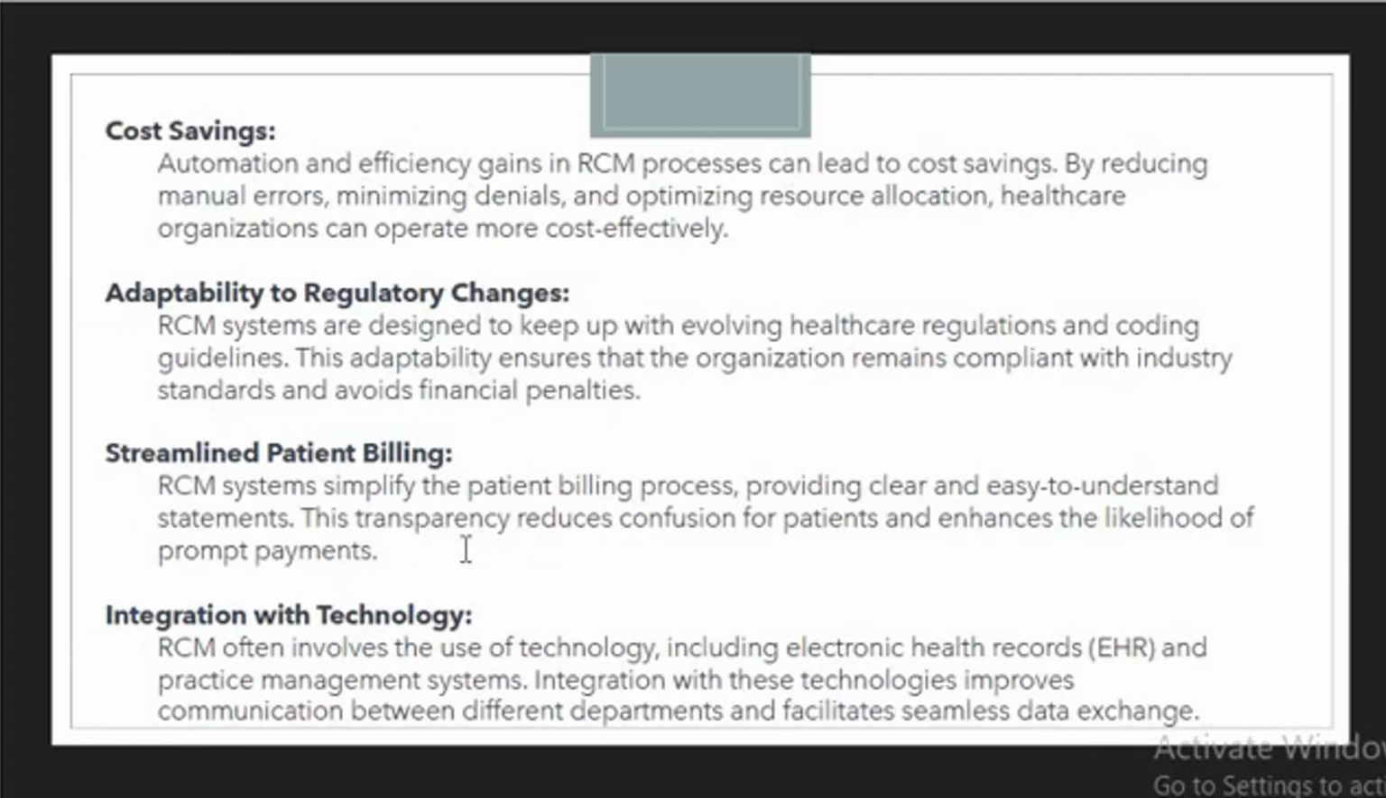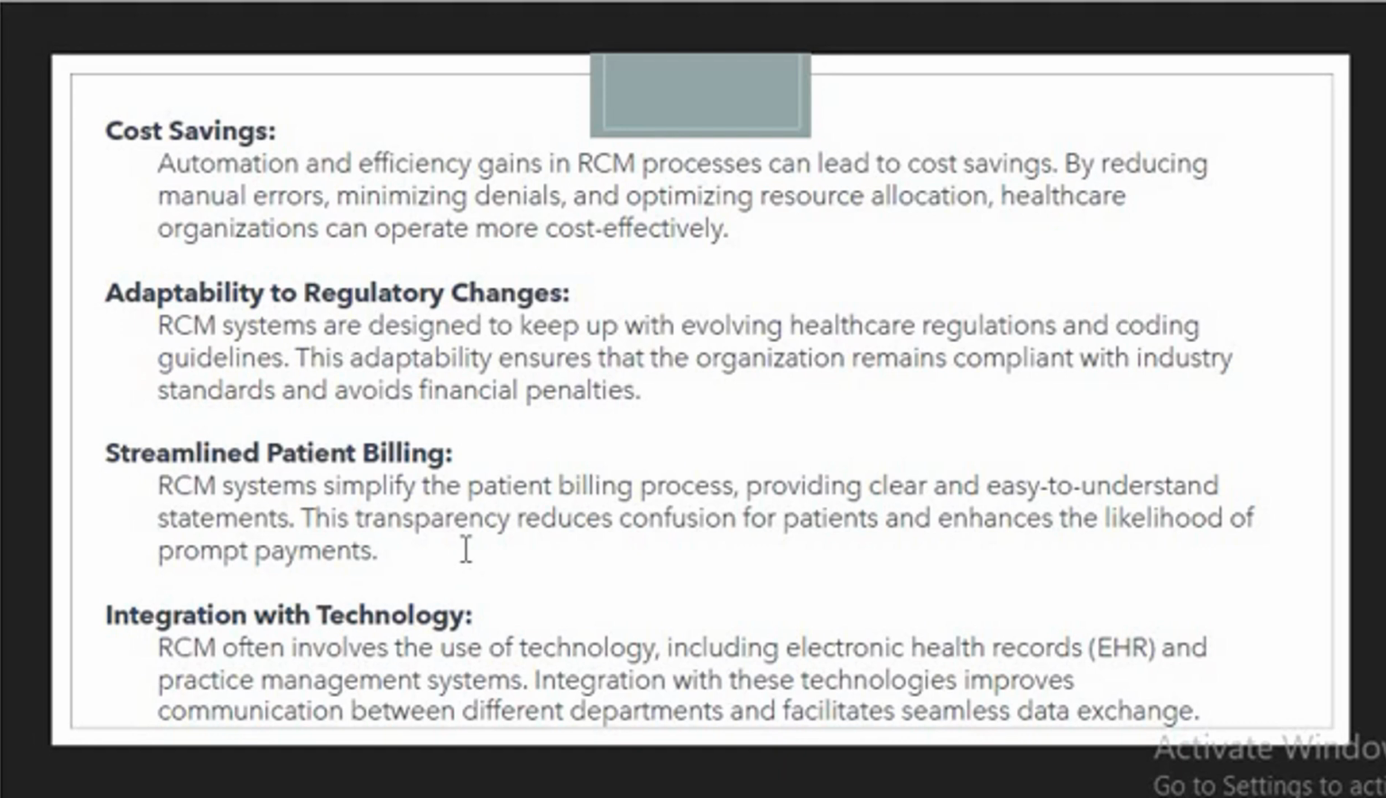All right, now the next point is cost saving. Automation and efficiency gains in the RCM process can lead to cost savings by reducing manual errors, minimizing denials, and optimizing resource allocation. Healthcare organizations can operate more cost effectively, because everything is automated. We are taking care of everything at every step, right? We are checking all the required things. If there is any error, then we will try to reduce that. We are also minimizing the denials and the risk of claim rejection. We are optimizing our resource allocation.